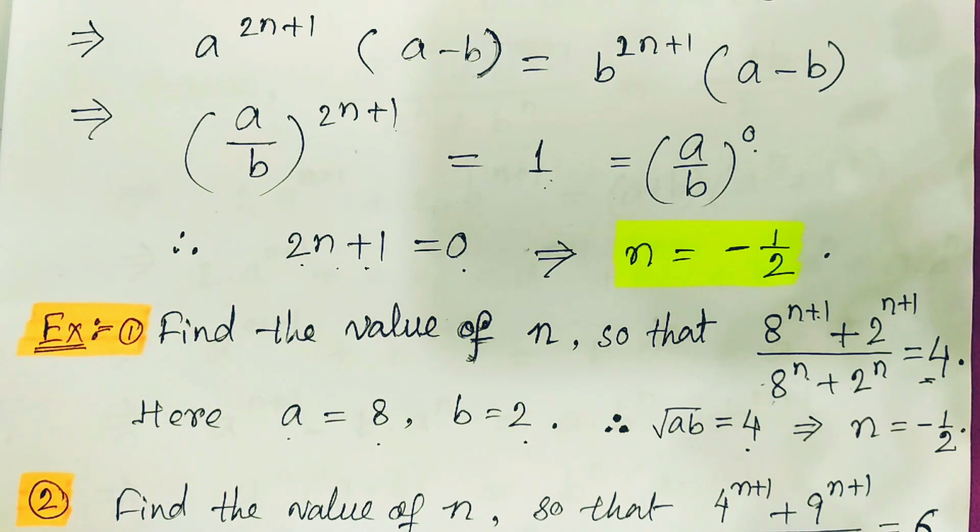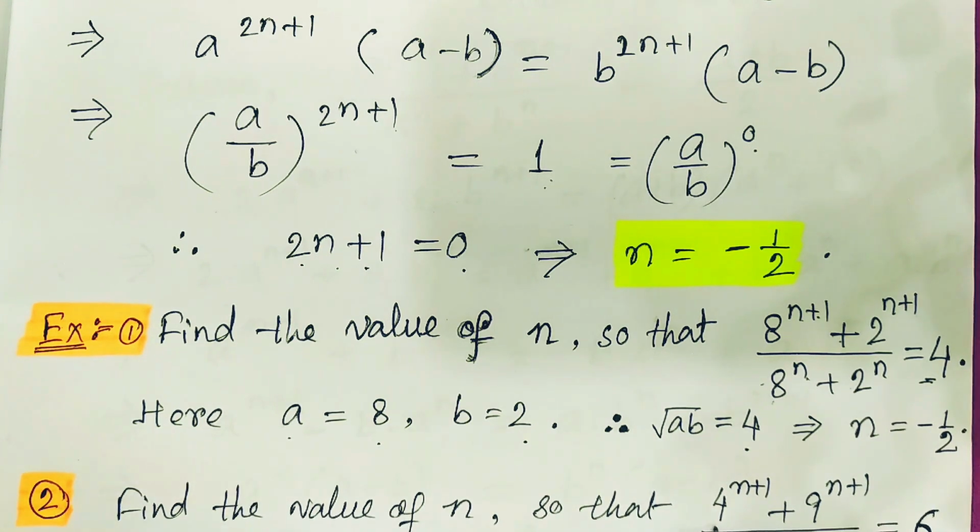Next, one more question for you. Find the value of n here. So 4 to the power n plus 1 plus 9 to the power n plus 1 divided by 4 to the power n plus 9 to the power n is equal to 6. You should find the value of n here and just write down your answer in the comment box.